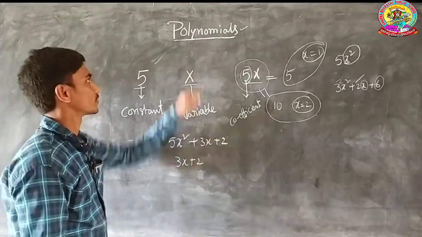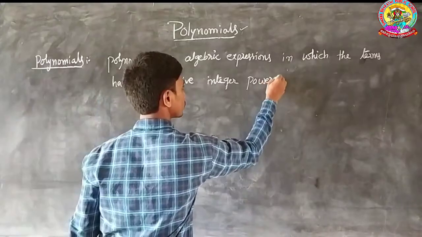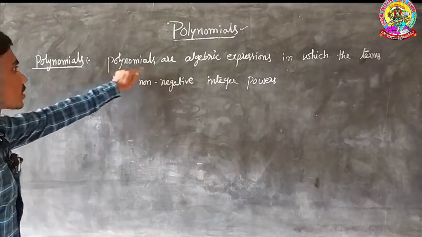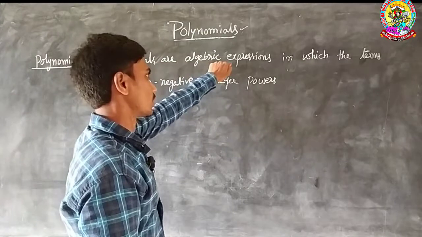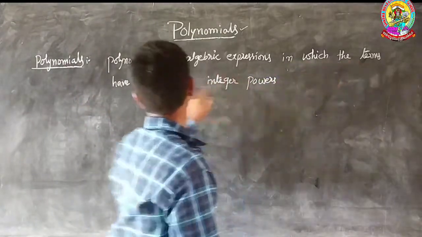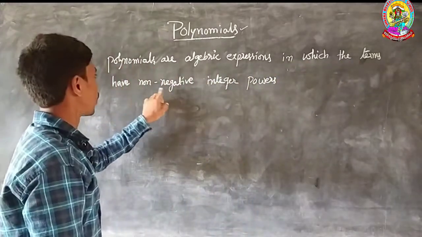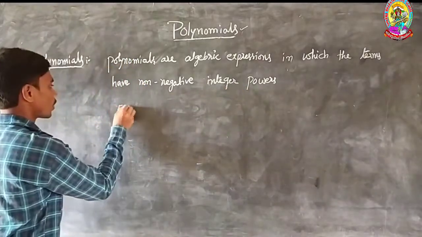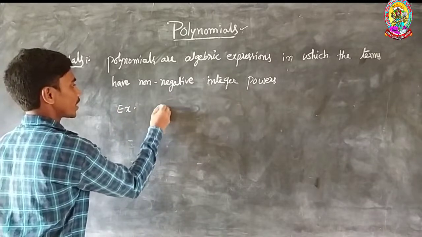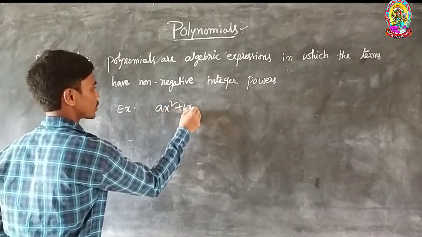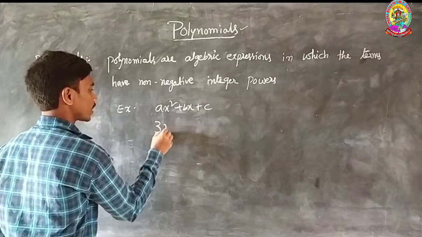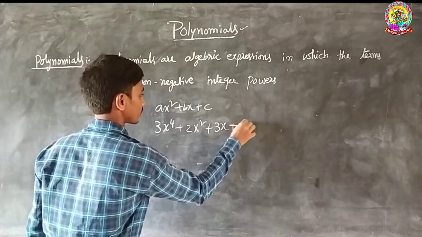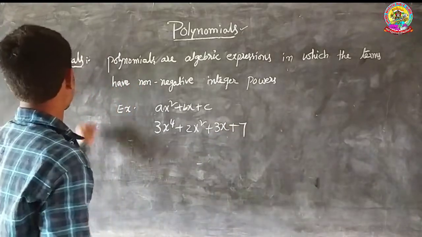What is the general definition for polynomial? Polynomials are algebraic expressions in which the terms have non-negative integer powers. Examples of polynomials: ax square plus bx plus c, 3x power 4 plus 2x square plus 3x plus 7. Do you clear with that?